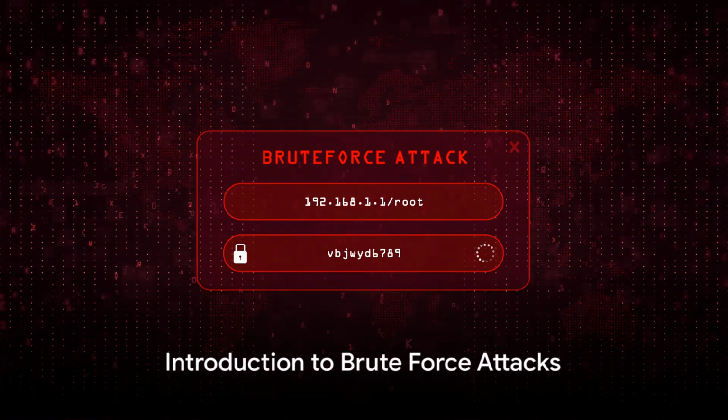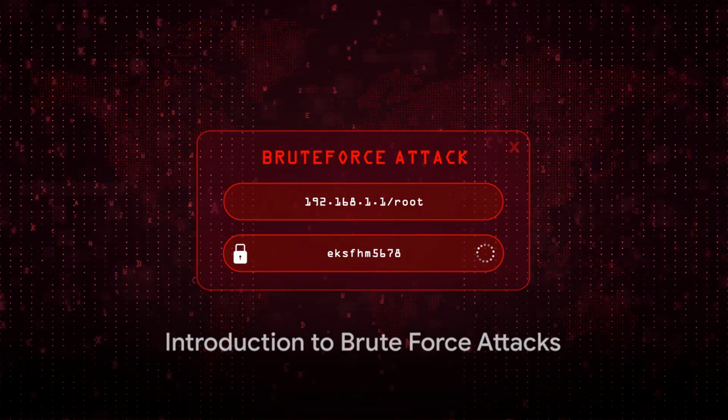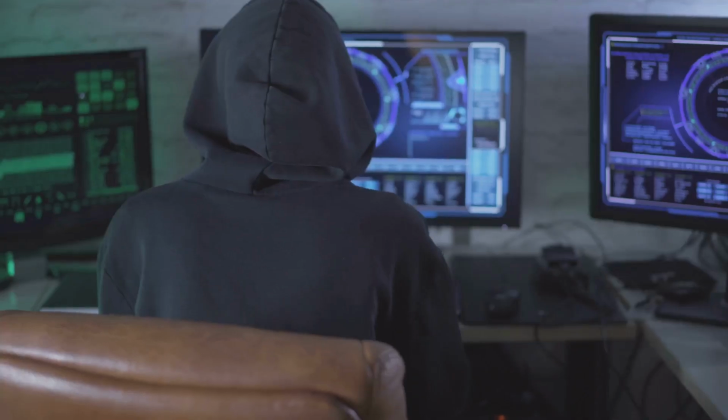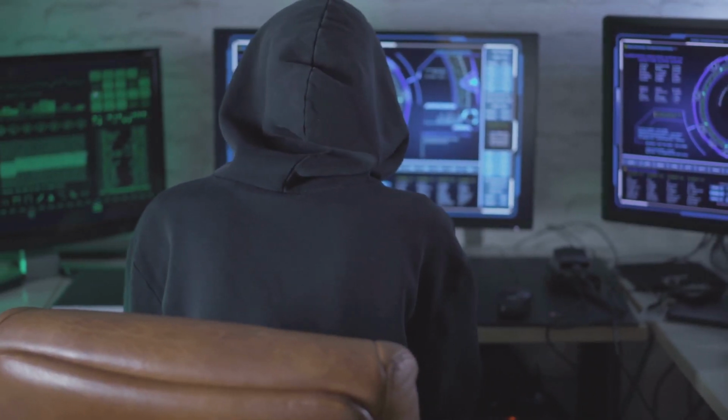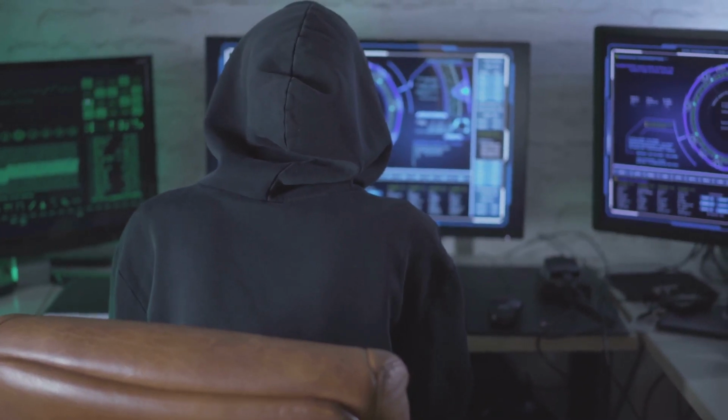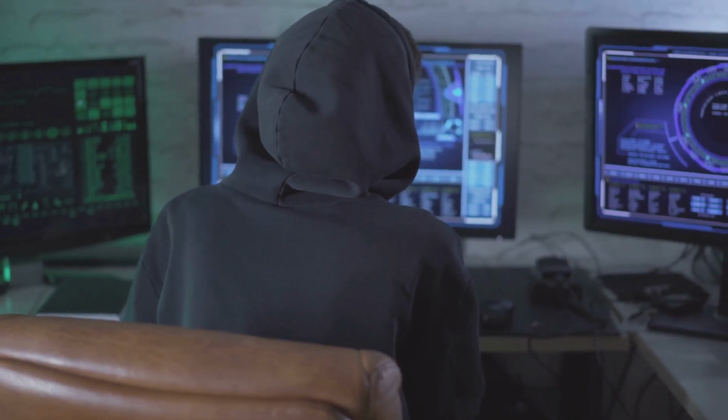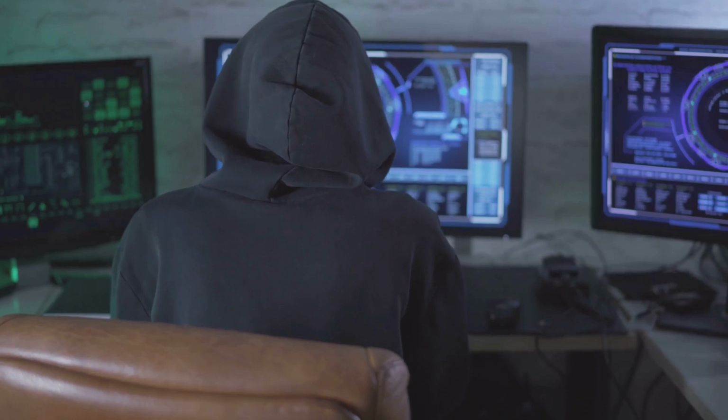Ever wonder how secure your password really is? Have you heard of brute force attacks? Welcome to the fascinating world of cybersecurity, where the battle between hackers and security experts never ends. Today, we're going to delve into the concept of brute force attacks.